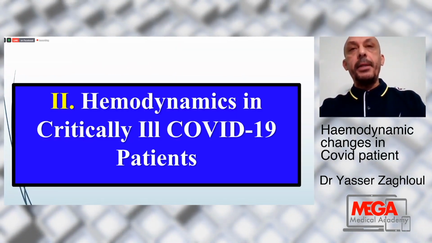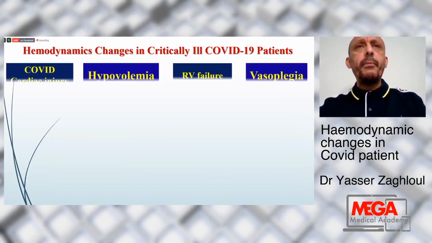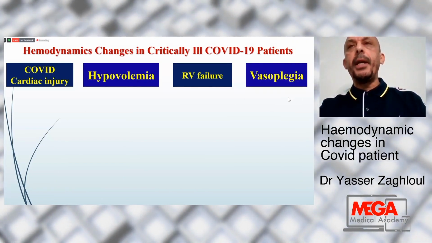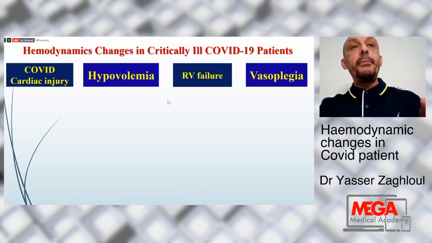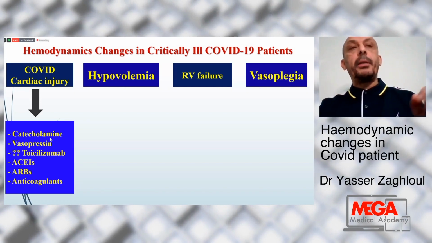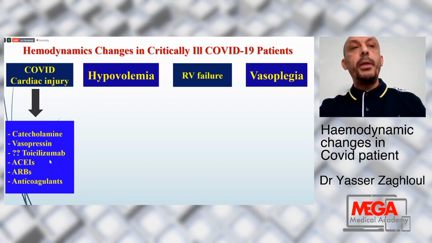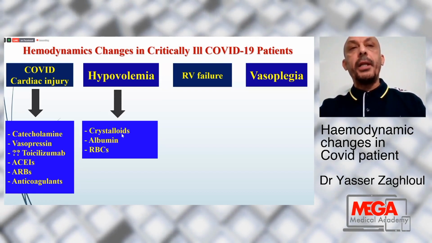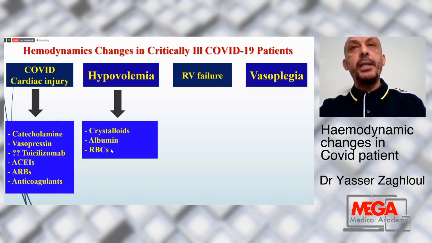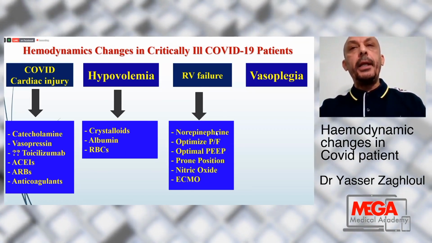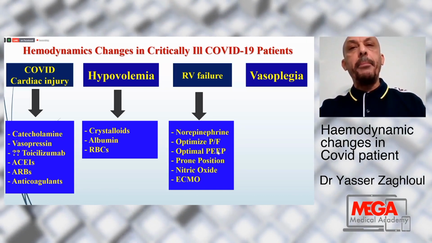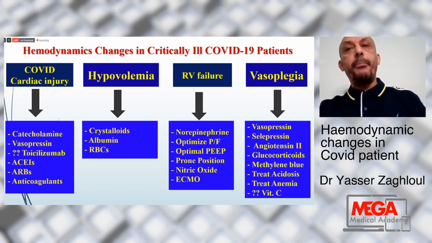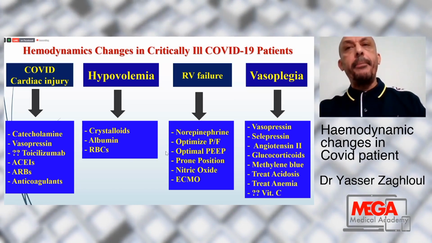Now we will talk about the hemodynamic changes in critically ill patients. We have 4 main issues: COVID cardiac injury, hypovolemia, right ventricular failure, and vasoplegia. COVID cardiac injury may be treated with catecholamines, vasopressors, anti-inflammatories, ACE inhibitors, ARBs, or anticoagulants. Hypovolemia may be treated with crystalloids, albumin, and blood transfusion if the patient is anemic. For right ventricular failure, you may need norepinephrine, optimization of oxygenation, the optimal PEEP, prone position, nitric oxide, or even ECMO.